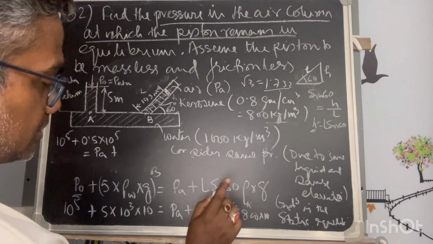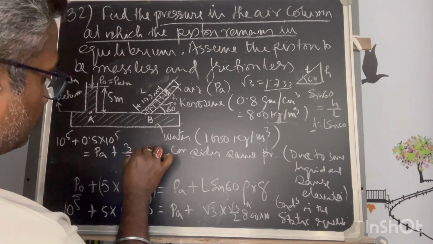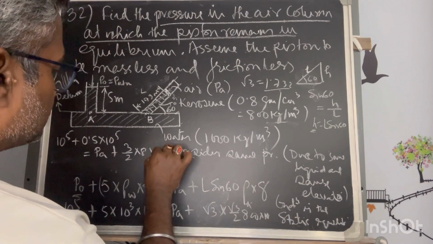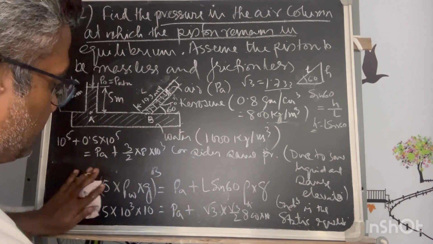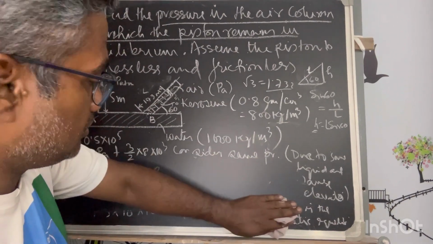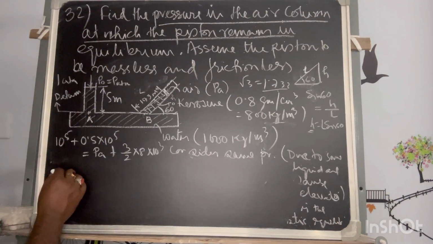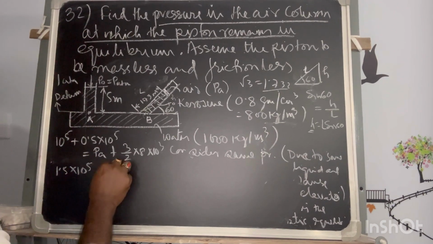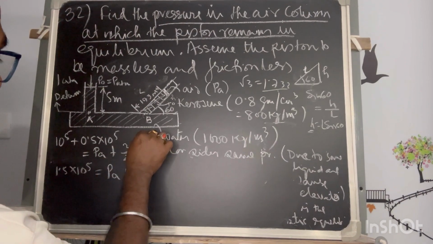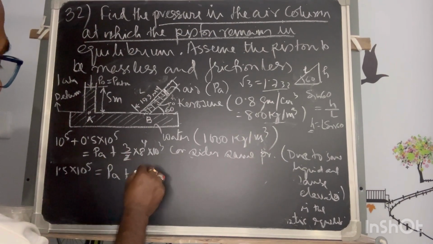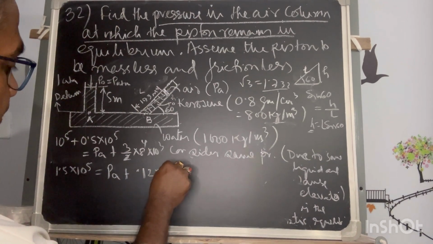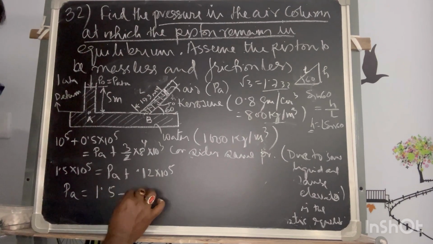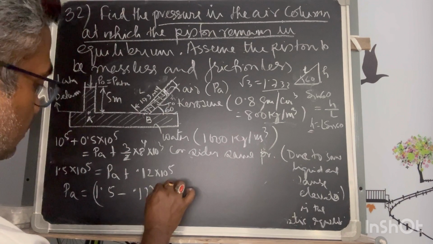Plus root 3 into root 3 is 3. 3 by 2 into 8, and this is 10 to the power cube, so I will put it like that, 10 to the power 3. Now I will not keep this here. So this is 1.5 into 10 to the power 5, that is equal to PA plus 0.12 into 10 to the power 5. So then PA is equal to how much? 1.5 minus 0.12, all into 10 to the power 5.